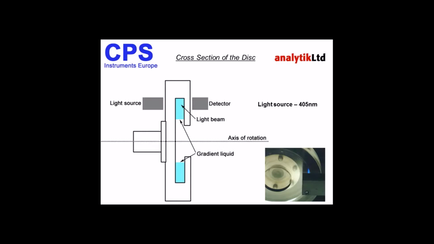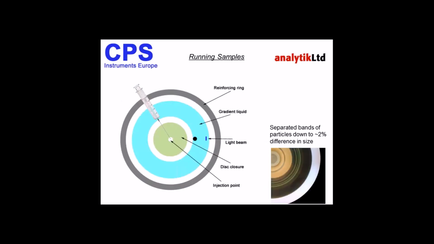The light source we're using is a monochromatic light of 405 nanometers. The reason we've gone with this short wavelength is because it gives better detector sensitivity when particles are smaller than 100 nanometers. Okay, so what we do is we take our sample, we inject it into this central enclosure cap.